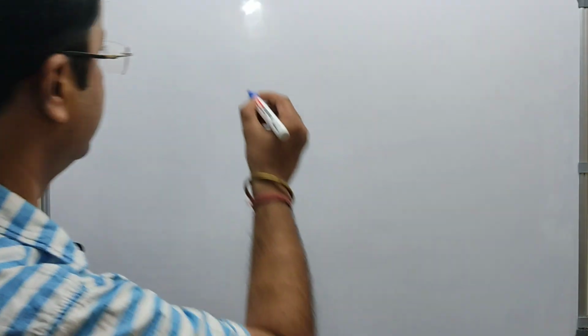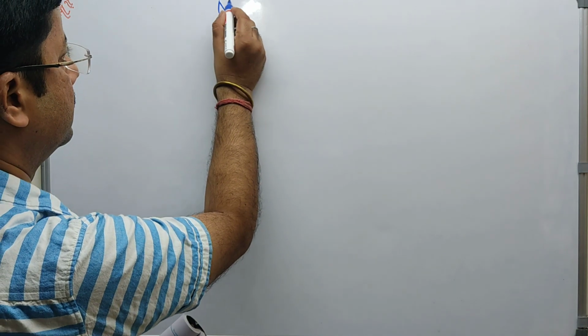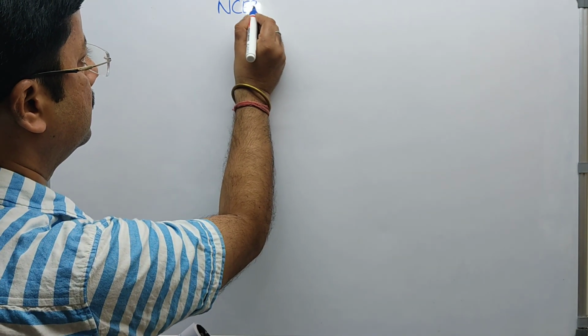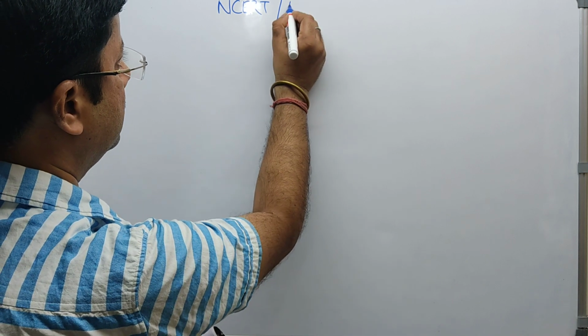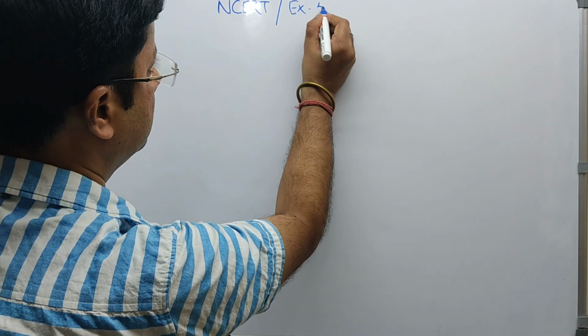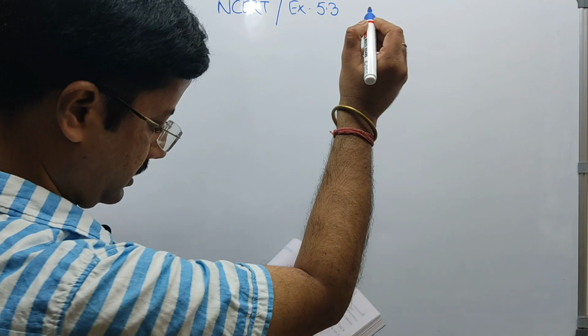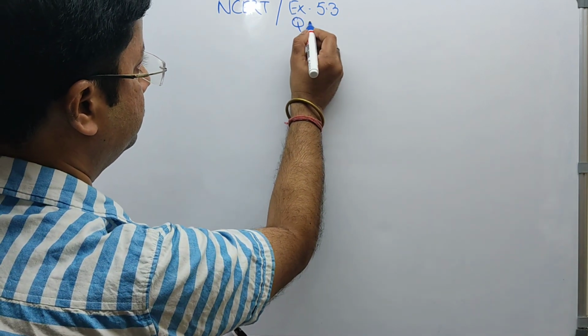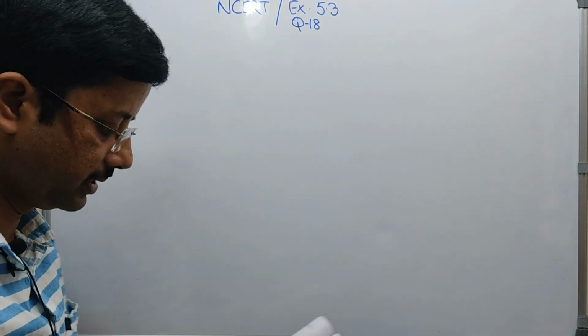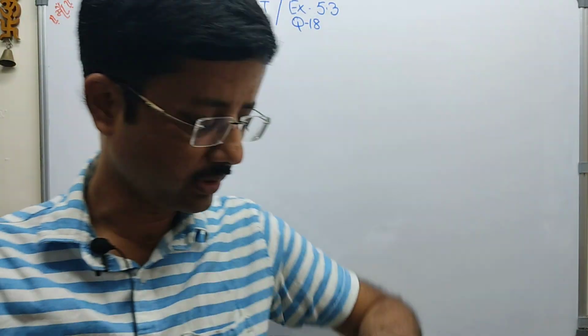Now today we are going to do one question from arithmetic progression. Last class also we did a few questions from arithmetic progressions. Today we are going to do one question from exercise 5.3 of the NCERT book. It is question number 18. I am not writing the question.